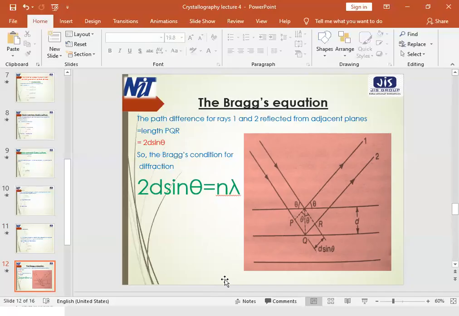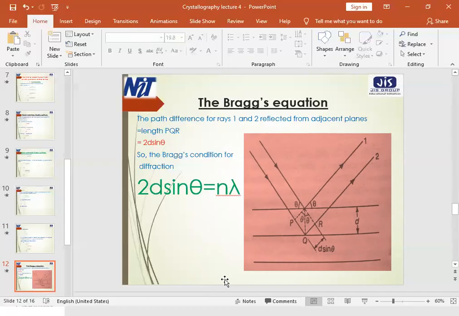Now it is common practice to interchange the words diffraction and reflection of X-rays. We are not going into detail for that. At first, Bragg gave this for interference. Later on, this was also corrected for diffraction. So I'm not going there. This is beyond your syllabus.